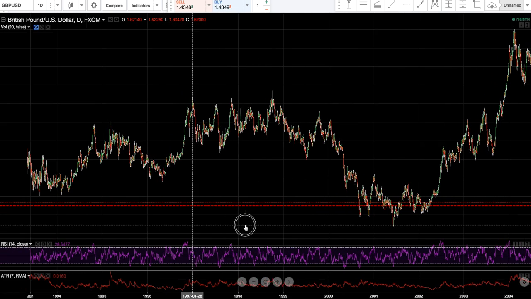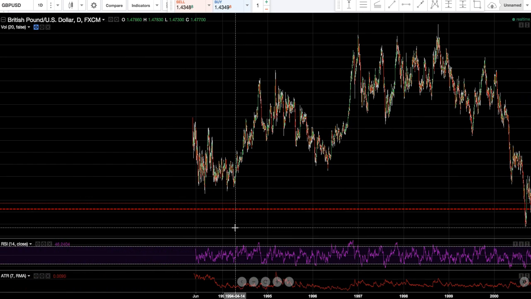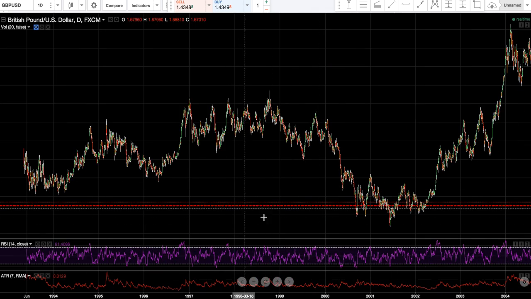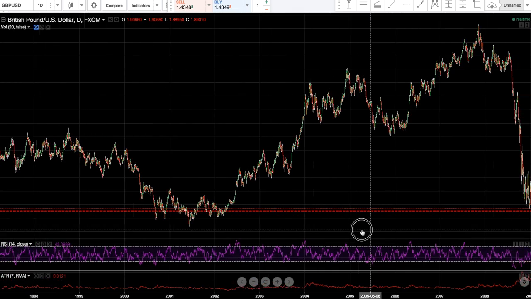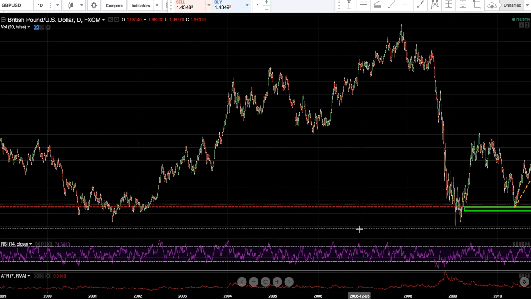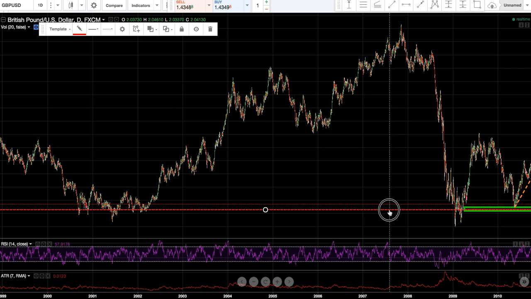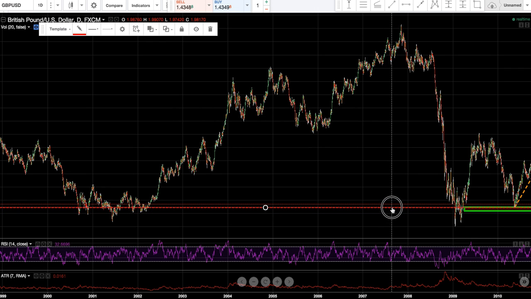Let's see. Nope, can't go any further back on TradingView. But anyways, you can see that this is a point. This is an obvious point of structure, or this zone right here. So this is quite a large zone, right? From right here to right here.